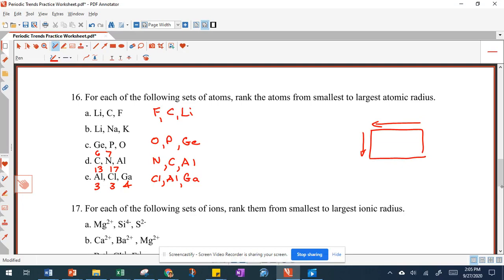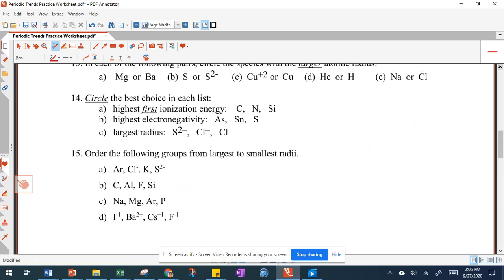Now what I want you to do is look at neutral atoms versus ions. So try these 4. Pause the screencast, try those 4, and then again we'll go over the answers.